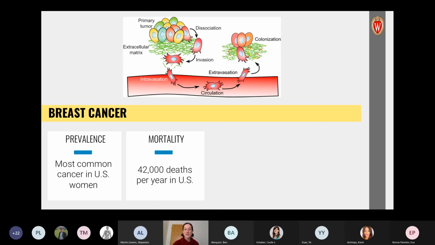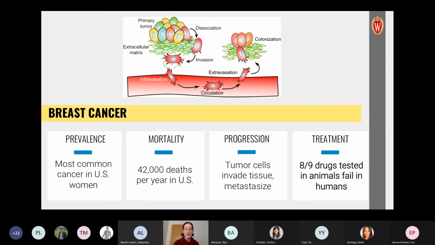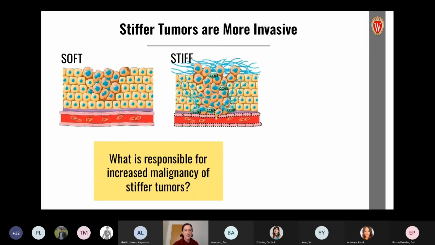There are about 42,000 deaths per year in the US due to breast cancer. When it progresses, what happens is that tumor cells invade tissue and then metastasize to other sites in the body, and that's where you sort of end up in trouble. And the problem is that eight out of nine drugs identified in animal models fail when it comes to being implemented in the clinic. So clearly there's a need here to develop better predictive ways of analyzing what drugs are going to be successful.